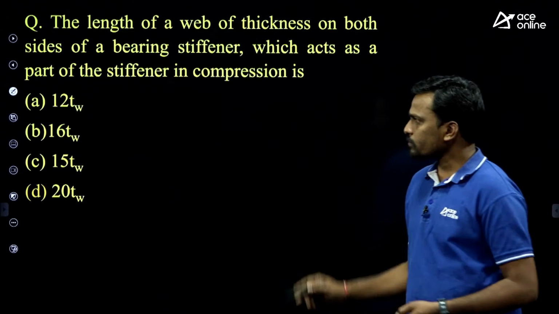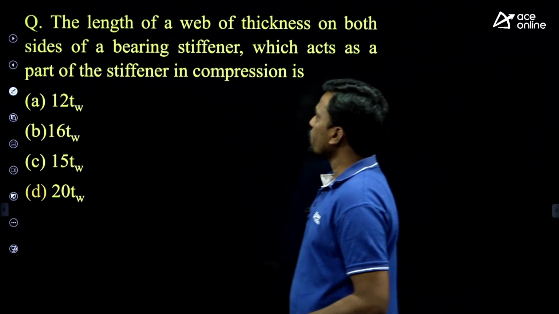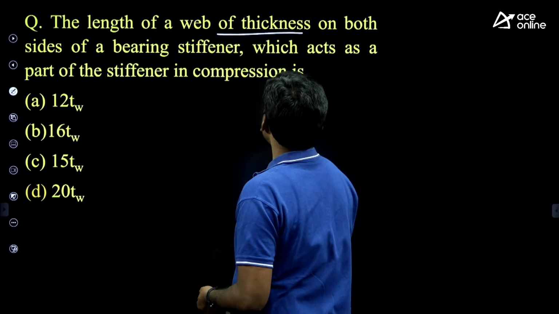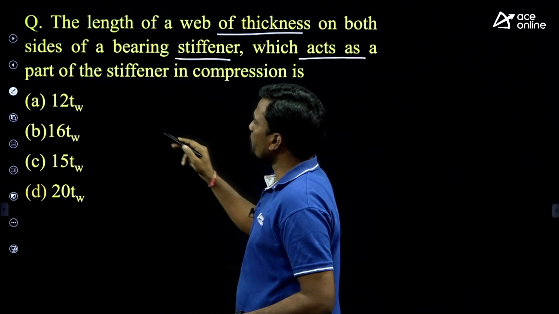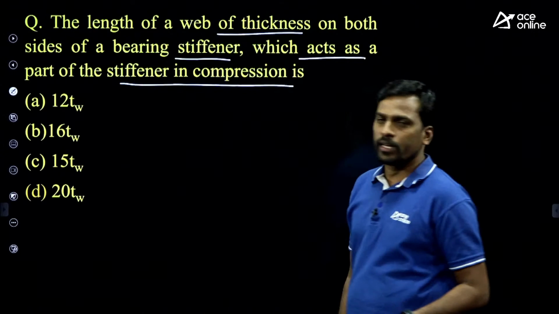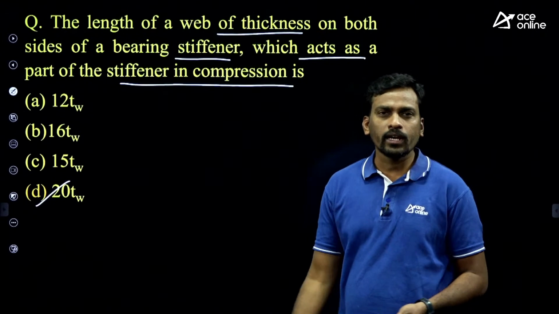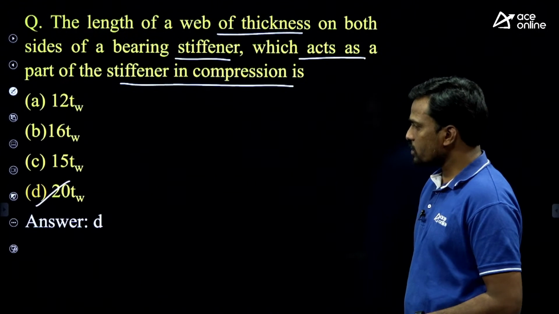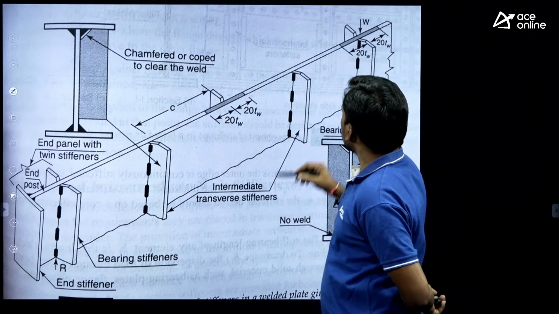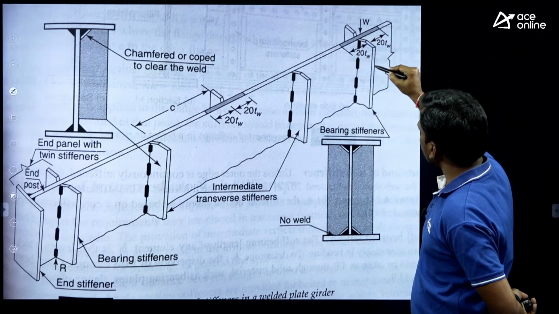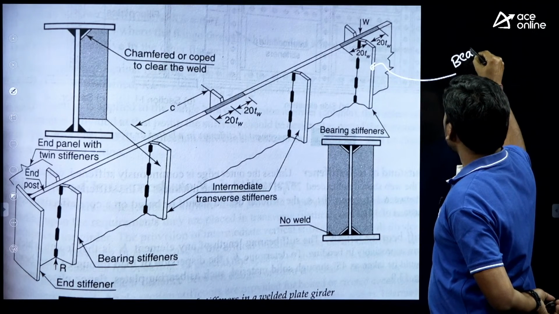Now this is a question from the plate girder chapter. The length of web of thickness on both sides of bearing stiffeners which acts as a part of stiffener in compression is, this is a codal provision only, 20 times the thickness of web. Then option D is correct. This is the diagram I showed. We drew this diagram, right? So students, these are called bearing stiffeners.